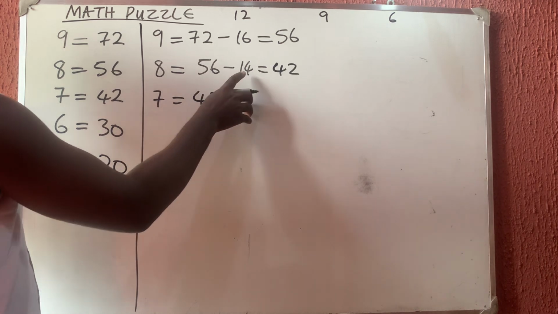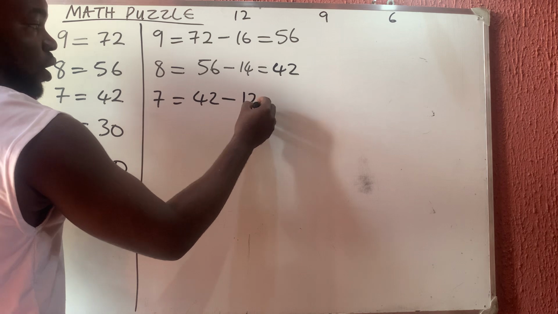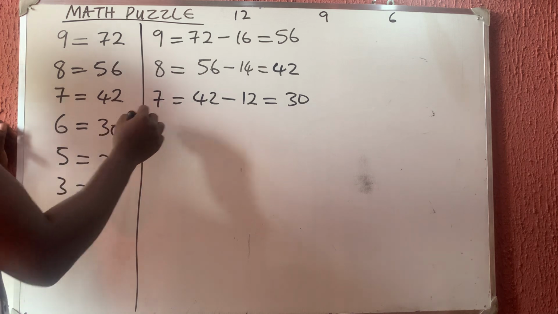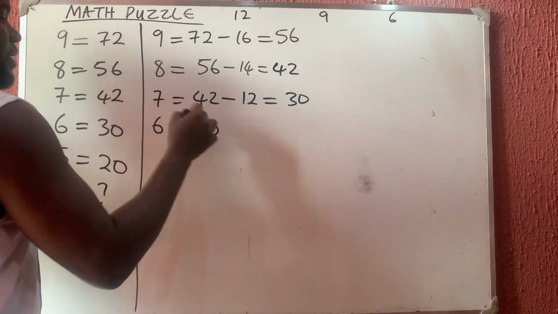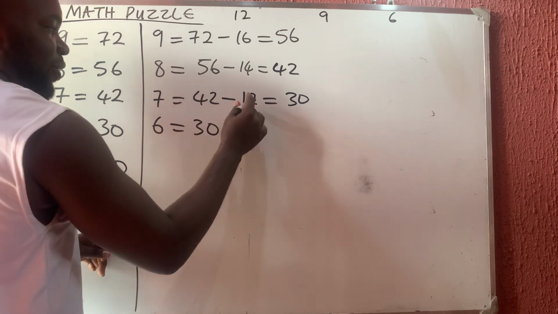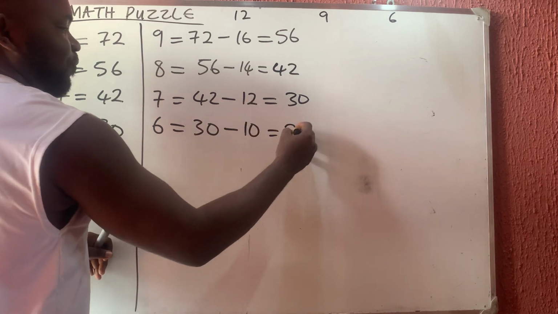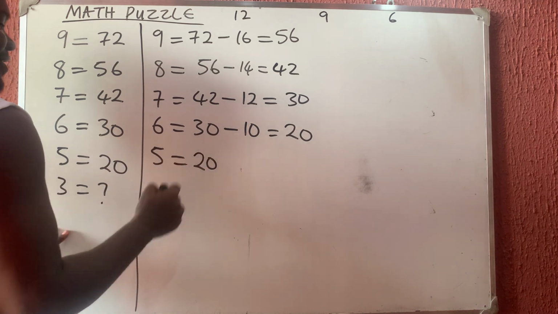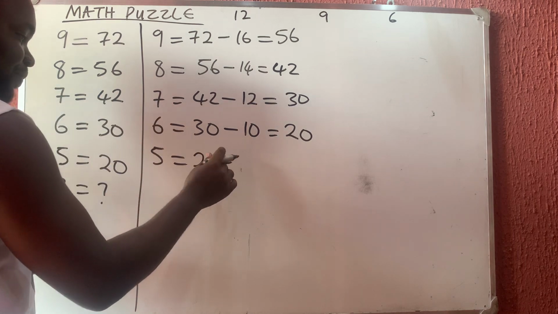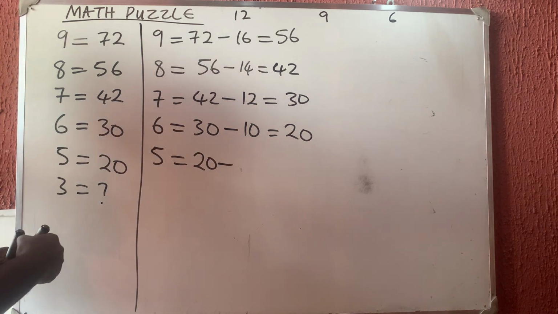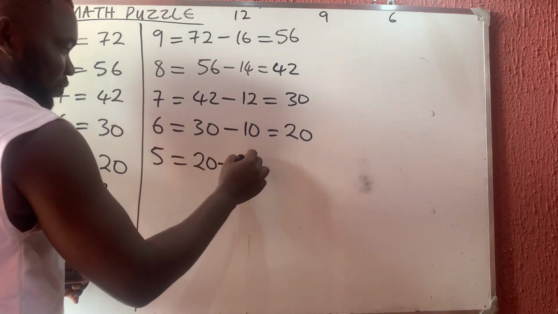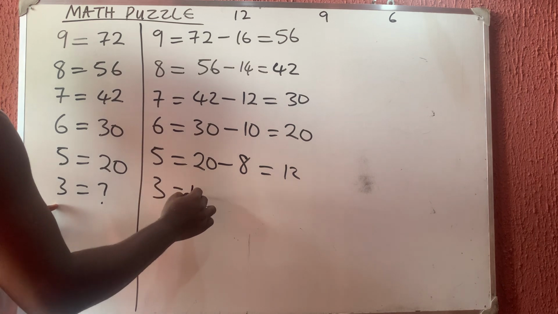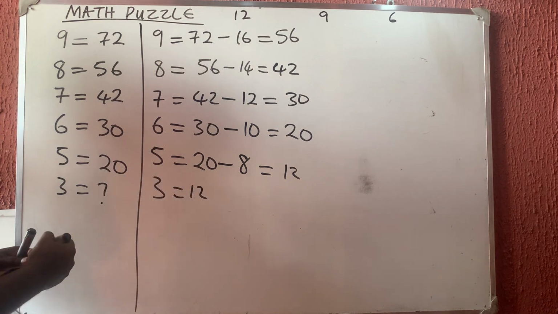Now, what they did again next was remove 2 again. We're going to subtract 12. And if you subtract 12, you're going to have 30, which is the answer to the next one. So 6 should be equal to 30. For the next one, remove 2 here, subtract 10, which will give you 20. That is 5 should be equal to 20. Next, we subtract 8, removing 2 here, and then you have 12. And then I conclude that 3 is equal to 12. Can you figure out the mistake here?